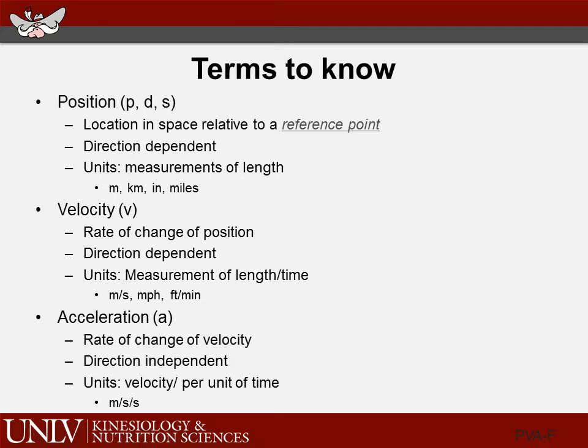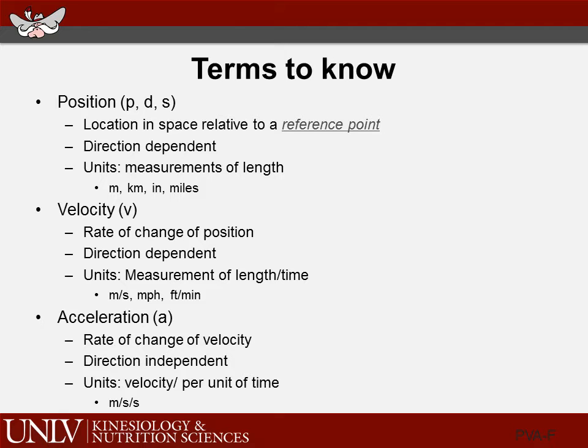So we have our position, velocity, acceleration, right? So position, you'll find it either referred to as P, D, or S, depending on what orientation you have. But it's basically the location in space relative to that reference point. And I can't stress to you enough the importance of reference point when it comes to biomechanical analysis, because it tells us everything. It tells us where we're going motion-wise, and how to quantitatively compare apples and oranges, right? So it's direction dependent, with numerous units of measurement. I'm kind of going to speed through this part because you should already know this information, right?